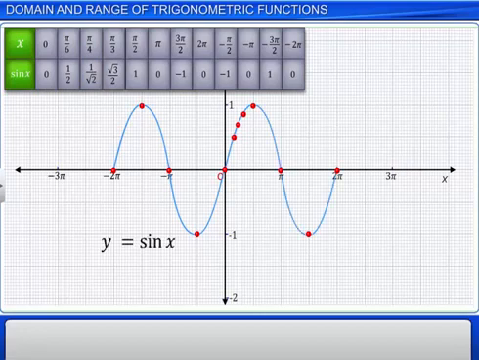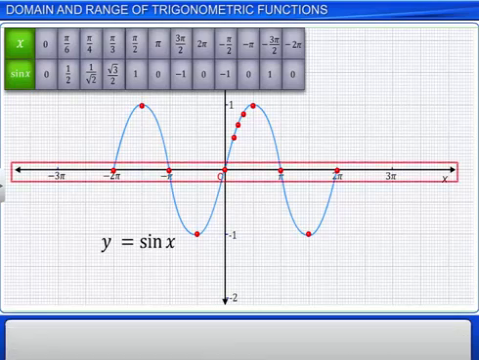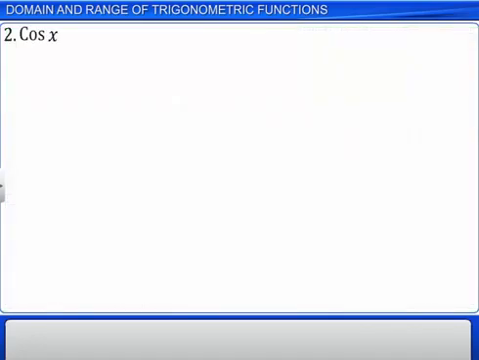From the graph, it is clear that the curve passes through the origin and the minimum and maximum values of sin x are minus 1 and 1 respectively. It is also clear that the domain is the set of real numbers and the range is the closed interval minus 1, 1. Let's now move to the graph of cos x.